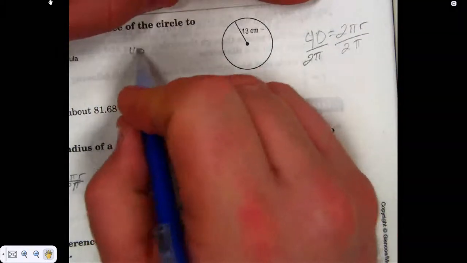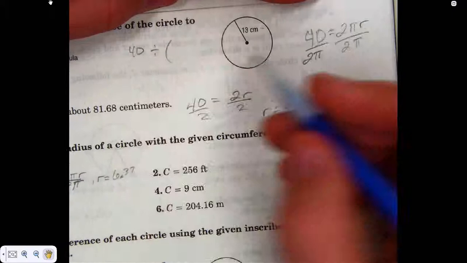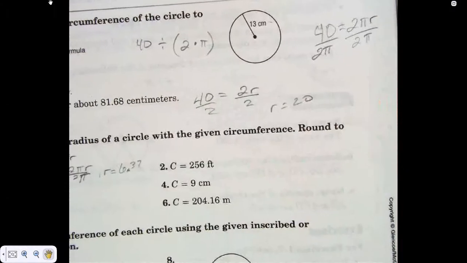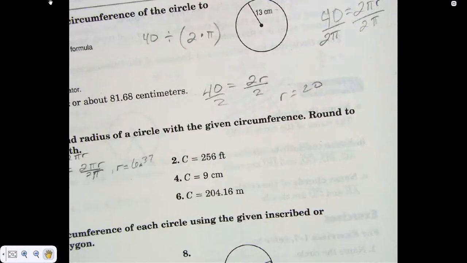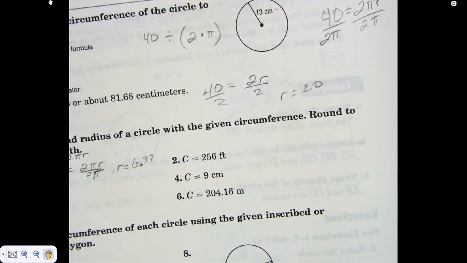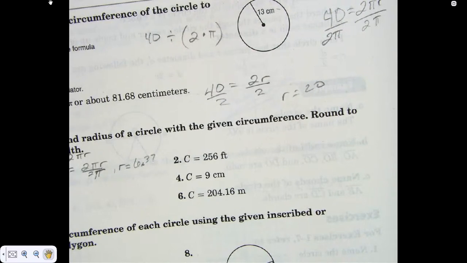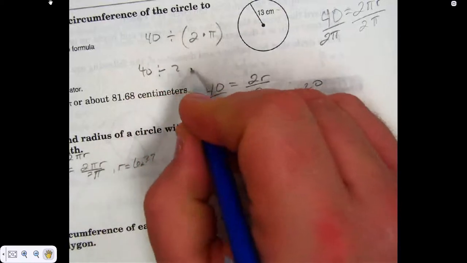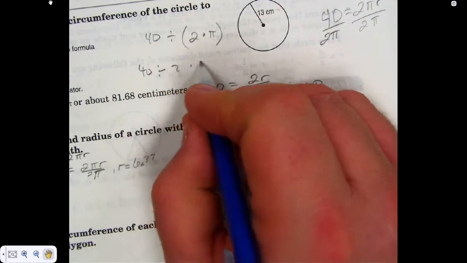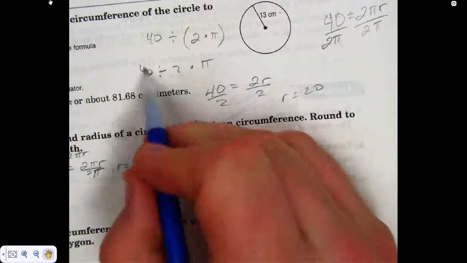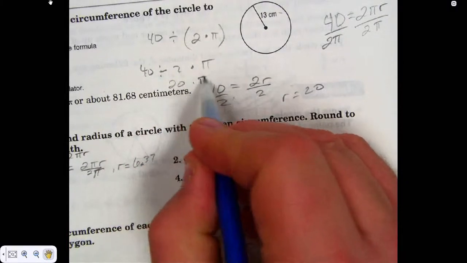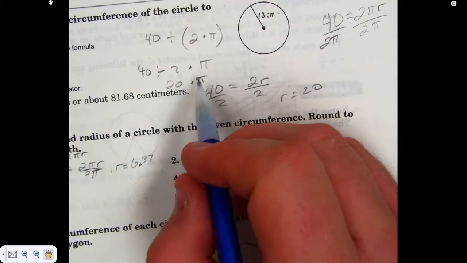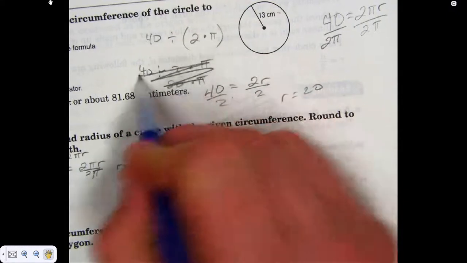You could put 40 into your calculator, then press divided by, and then press parentheses 2 times pi, close parentheses, and you should get the same answer. See, I did that just with parentheses. What you did is you went 40 divided by 2 and then multiplied by pi, which is very wrong. If you go 40 divided by 2, you get 20 times pi. So now you're multiplying by 3.14 instead of dividing by 3.14, which is going to give you a very wrong answer, 62.8.